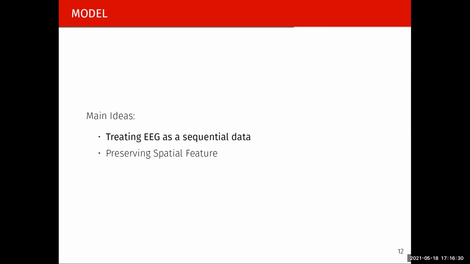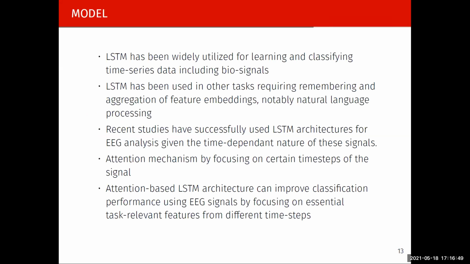However, when I focused on this kind of work, I found a study from Stanford, which explains experiments with vanilla RNN networks are not providing any improvements for classification tasks for EEG data, and they suggest using more complex RNN models. So I narrowed my search, and I found that LSTM has been widely utilized for learning and classifying time series data, including biosignals. Some recent studies have successfully used LSTM architectures for EEG analysis.